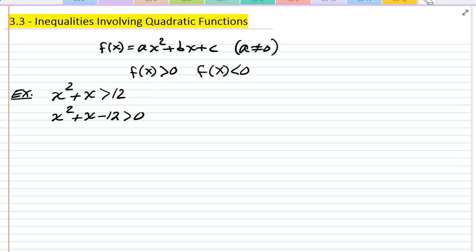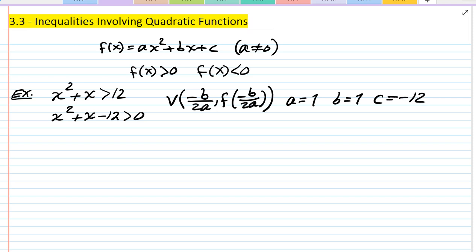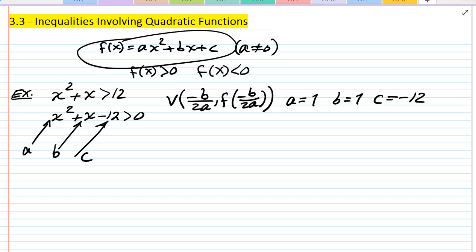So that is a quadratic inequality, and one way to do it is to graph it. Now to graph this, I'm going to use the methods of the previous sections. I'm going to find the vertex. The vertex is going to be at negative b over 2a and f at negative b over 2a, because I'm given the polynomial form of this function. What are the ABCs? A is 1, B is 1, and C is negative 12, right? Match it against the ABCs in the original form.